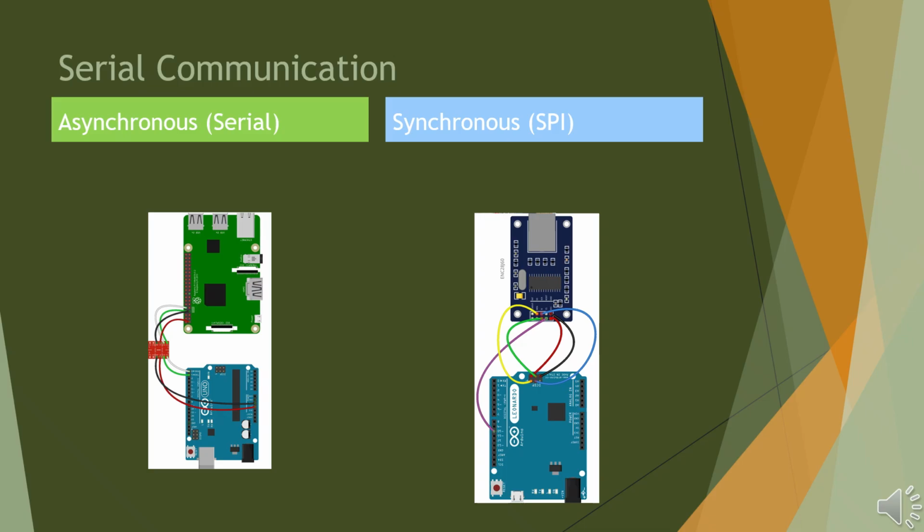Such hybrid systems are common in robotics and IoT, combining the Pi's computational power with the Arduino's precise timing control. 2. Arduino and sensor module via SPI communication. Next, we move to communication between an Arduino and a sensor or peripheral module using the SPI protocol.